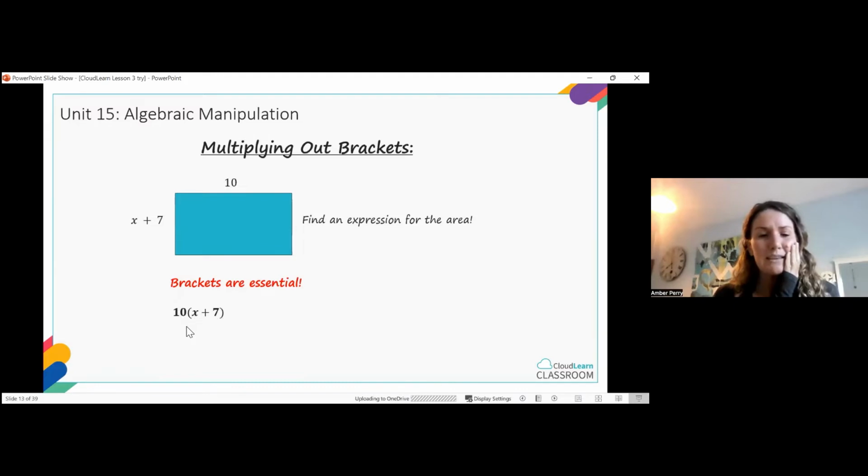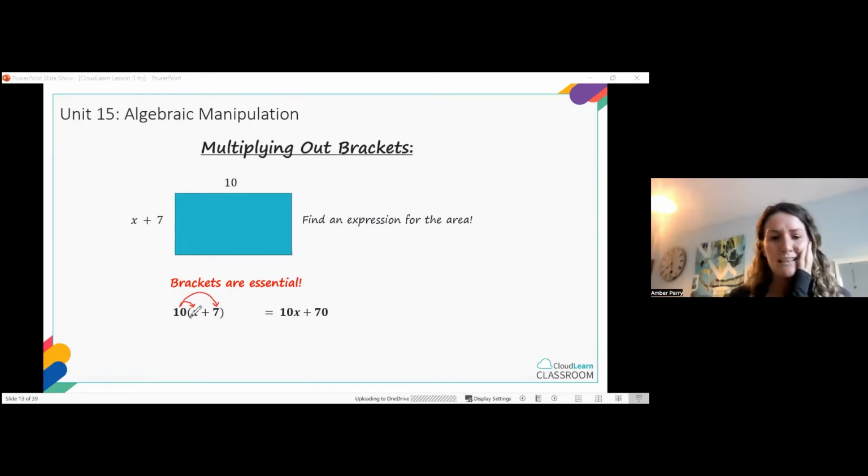And when we multiply these out, we have to make sure we multiply that 10 by both terms within the brackets. We often draw arrows if you need to, just to remind yourself: 10 times x, which is 10x, and 10 times 7, which is 70. And this second part of the bracket is the part that people always tend to forget. Everyone remembers the first part, but remember to also multiply by the second part of the bracket as well. So that's 10x plus 70. So both parts of the brackets are really important.